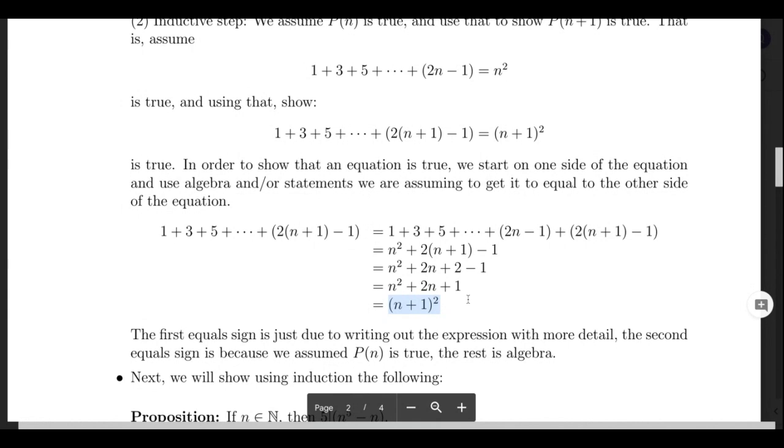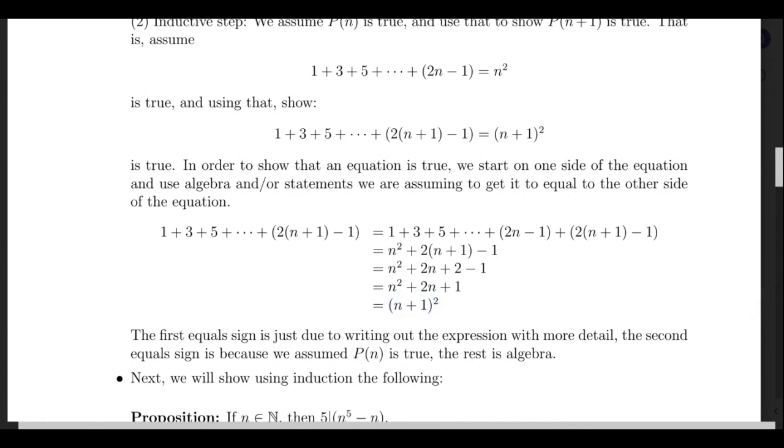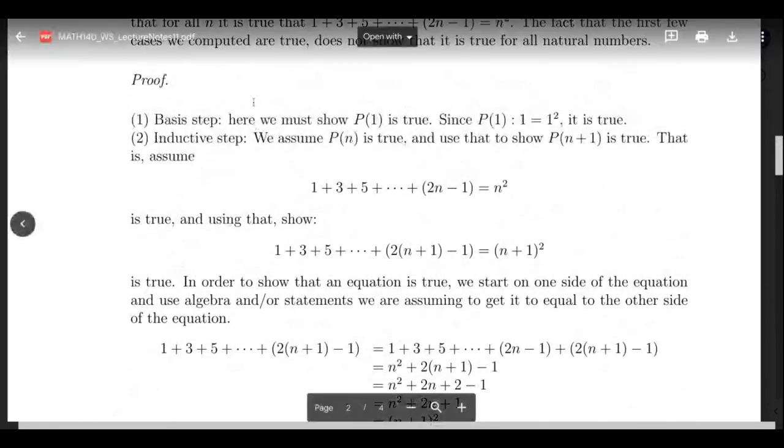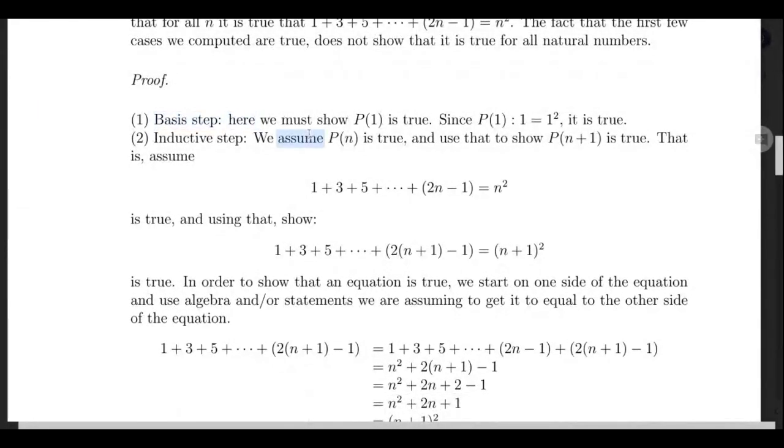Any questions? So basically, this is the whole proof. Base step, then assume P of n is true, prove P of n plus 1 is true. So this is called an induction proof: the basis case and P implies Q. We assume P, we prove Q.